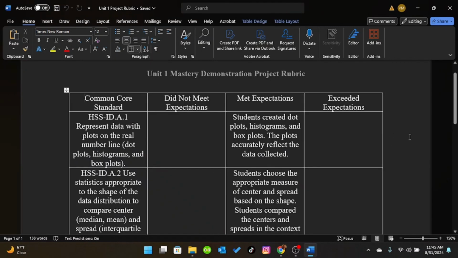And finally, I just want to go over the project rubric. This rubric might look different to you than ones you've seen in the past. So this is called a single point rubric. On the left, you will see the standards that we are going over. Again, the first standard is that you can represent data with plots on the real number line. Can you create dot plots? Can you create histograms? And can you create box plots?